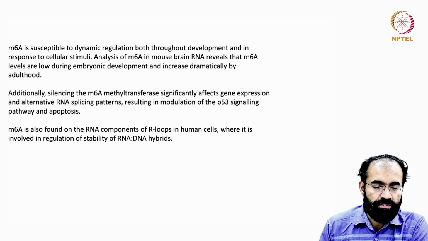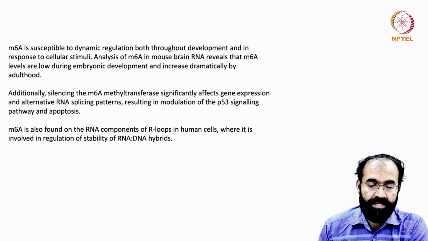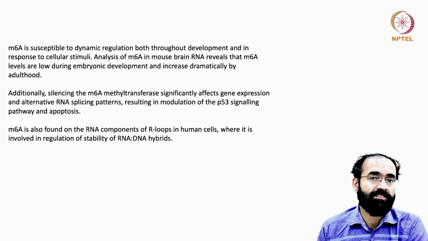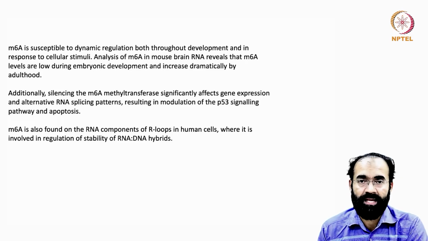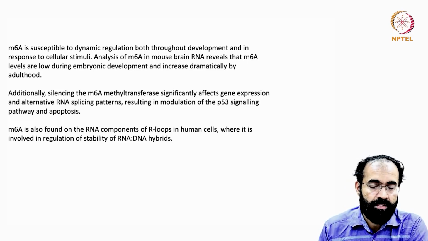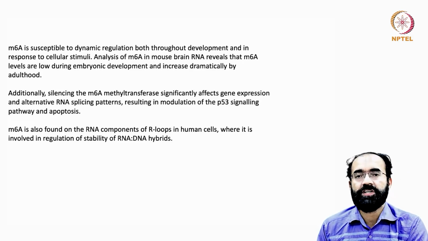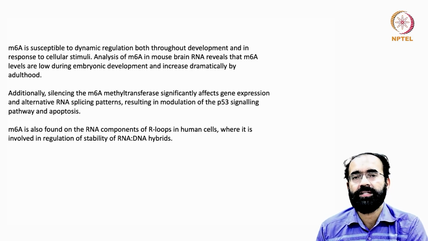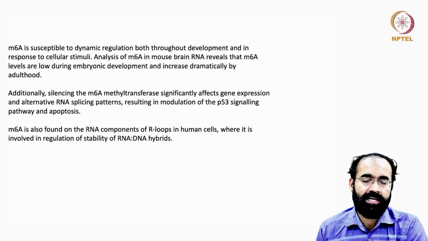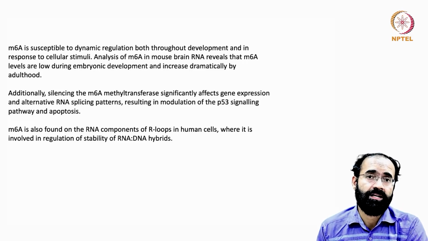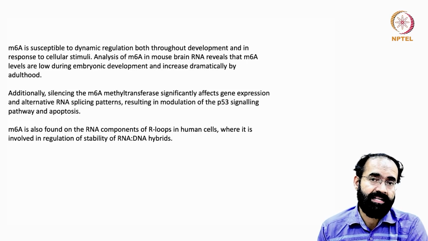M6A is also found on the RNA components of R loops in human cells. You may remember the R loops, which led to the discovery of introns, the portions which do not pair and will loop out, and they are called R loops. Here it is involved in the regulation of stability of RNA-DNA hybrids. In many situations there are RNA-DNA hybrids even during the transcription of a gene itself. RNA-DNA hybrids are a necessity, and many times they are stable and only RNase H can degrade the RNA component of the RNA-DNA hybrid.